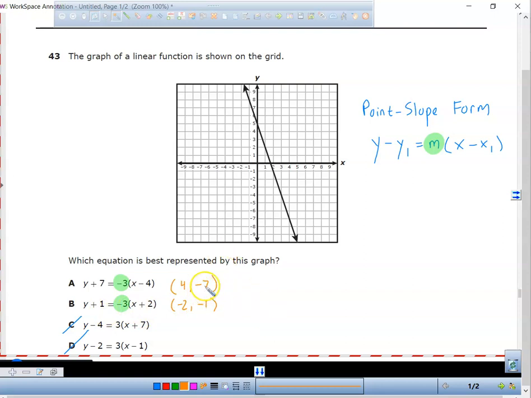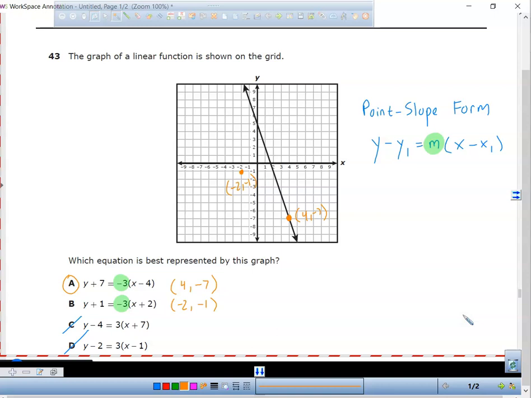So we're going to plot 4, -7 right there. And we're also going to plot -2, -1 right there. There's -2, -1. So right here, we're at a 4 and a -7. Right here, we're at a -2 and a -1. So what do you guys think the answer would be? A or B? Which one has the slope and the point? Answer choice A. Now, how do we do this in Desmos?